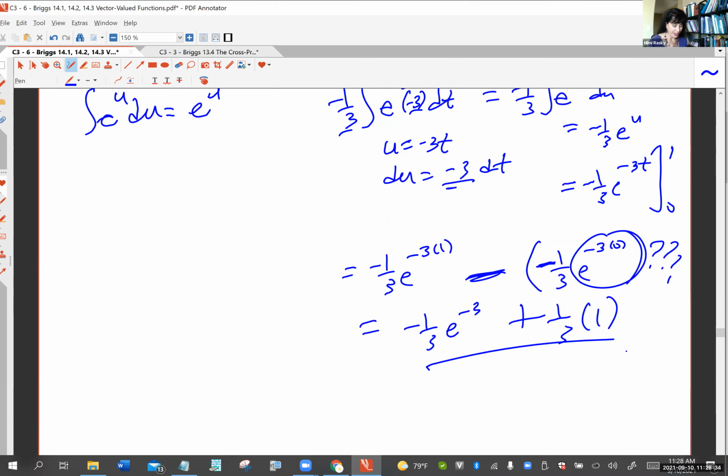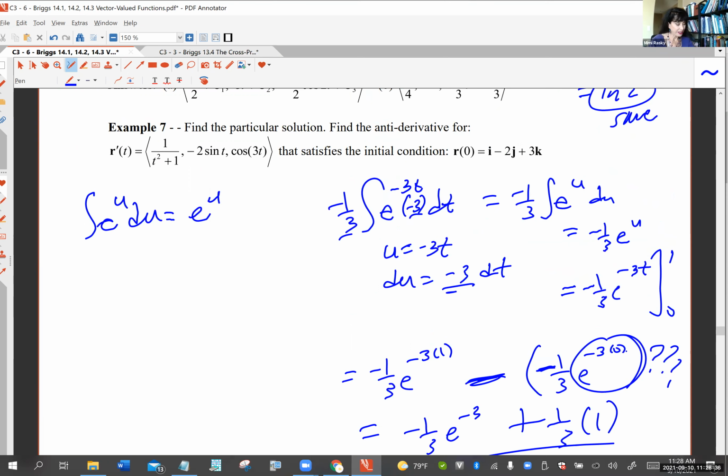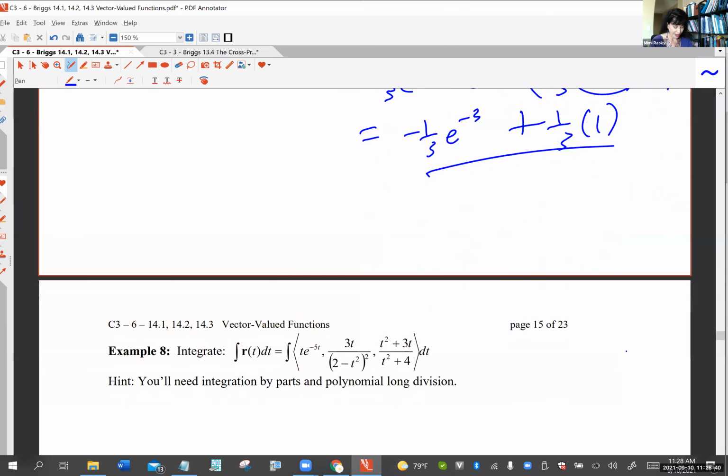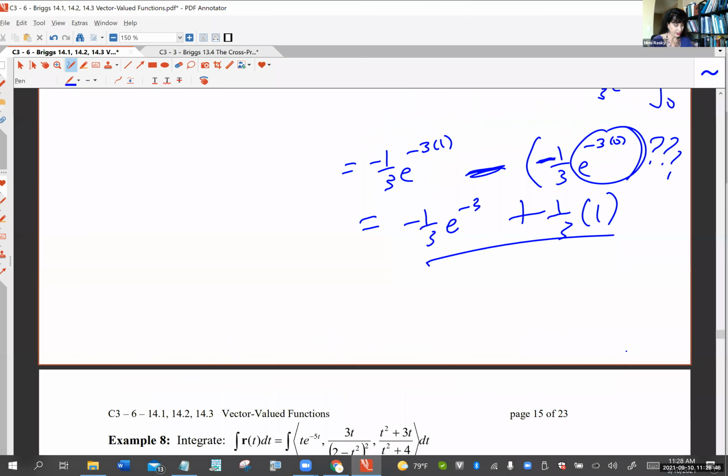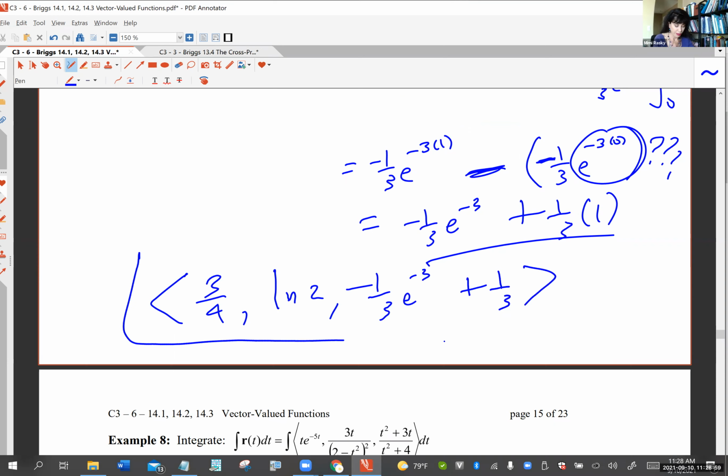And so the final answer for this definite integral, yes, do I have the answer? Did I put the answer anywhere? No, I did not. I thought I did. Okay, so this final answer is kind of gross. Big old vector, 3/4, comma ln 2, comma negative 1/3 e to the negative 3 plus 1/3. Yep, I know that's a pretty gross answer, but there you go.